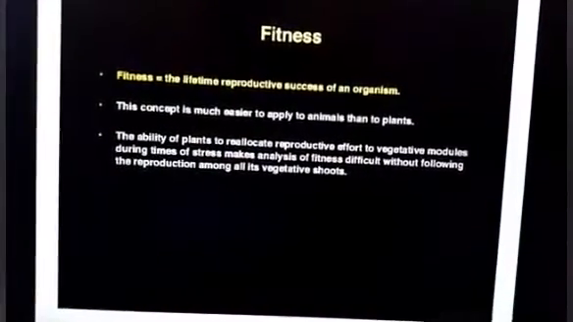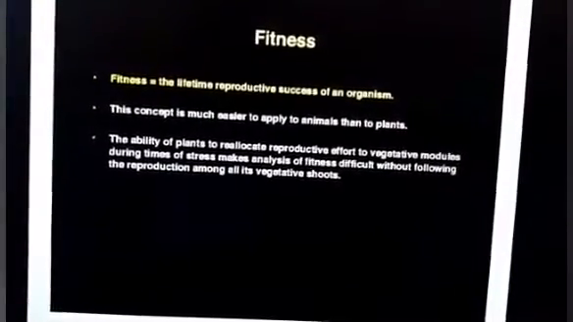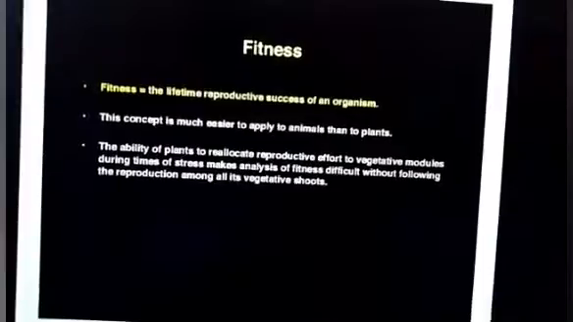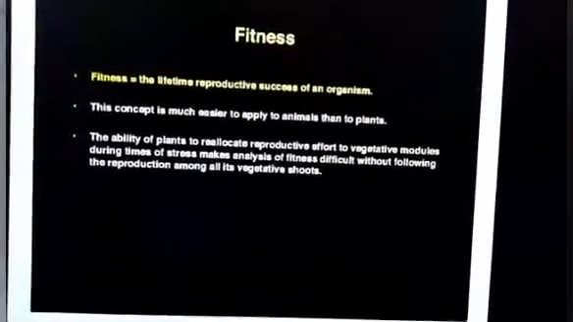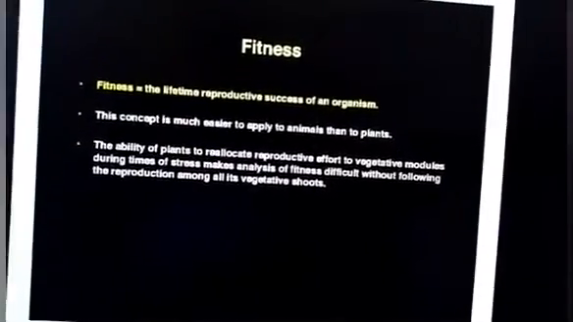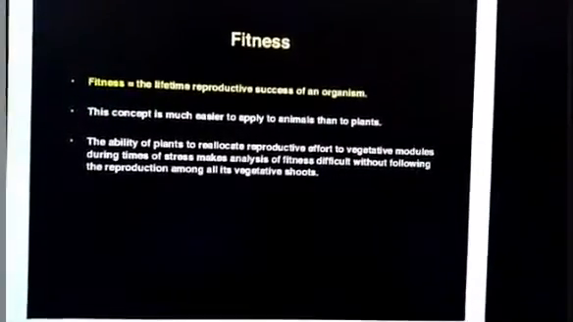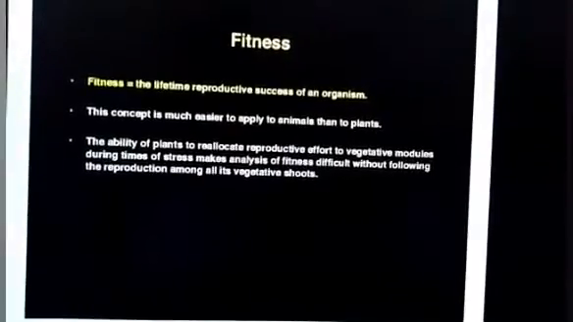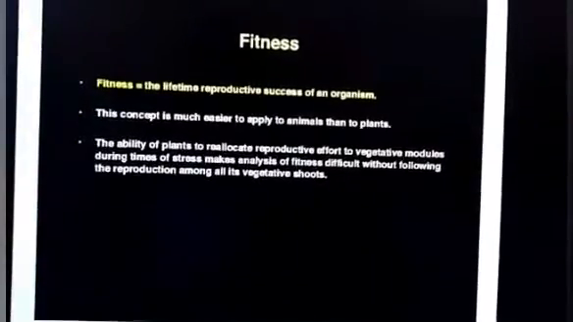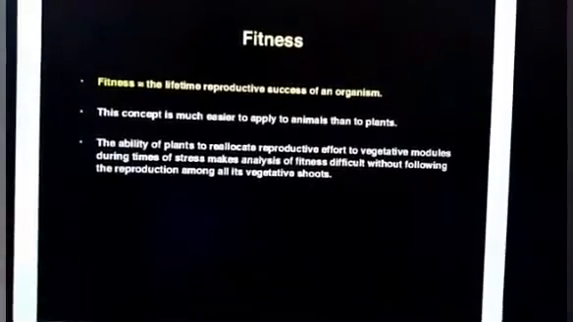Then we have a concept which is known as fitness. Fitness, especially in animals, is known as the lifetime reproductive success of an organism. This concept is much easier to apply to animals than to plants, because we are saying that if you are an animal and you are unable to reproduce, then you are not fit. To be biologically fit, you need to be able to reproduce offspring which are going to represent you in the next generation.